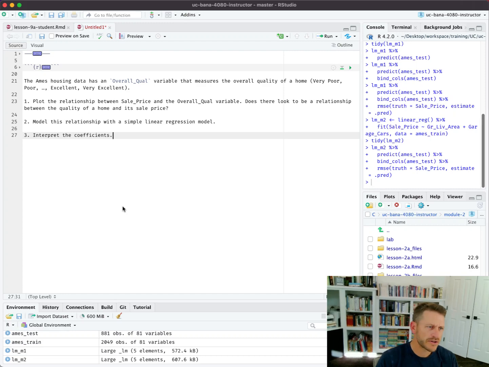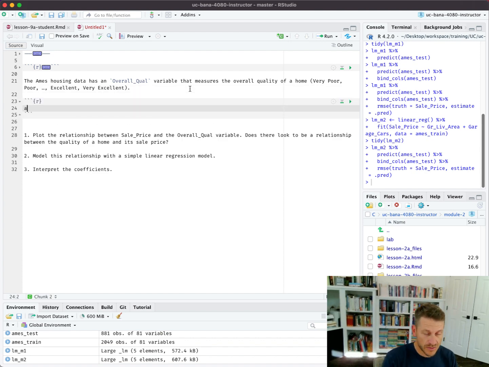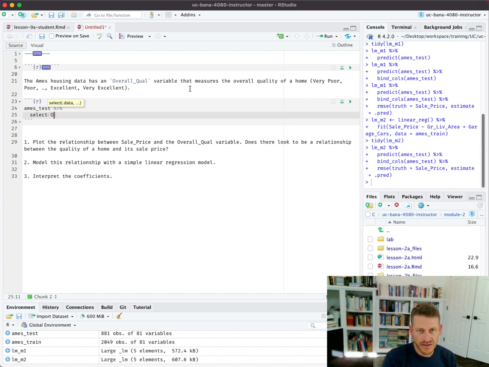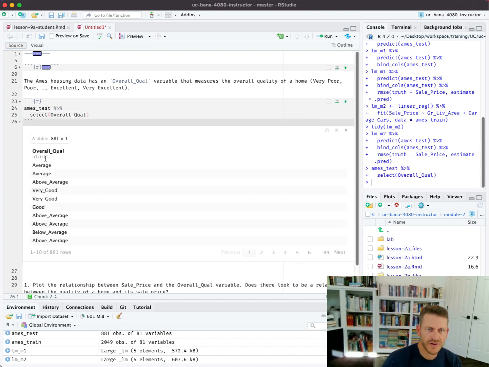All right, let's look at knowledge check 6.5.1. So this says the Ames housing data has an overall qual variable that measures the quality of a home. Let's take a look at this quick. We have Ames. Let's just look at the test data, and I want to select overall qual. So we can see for a given house, it's measured as average, above average, very good, above average, below.